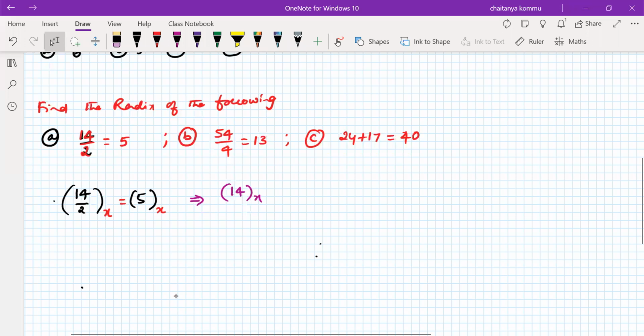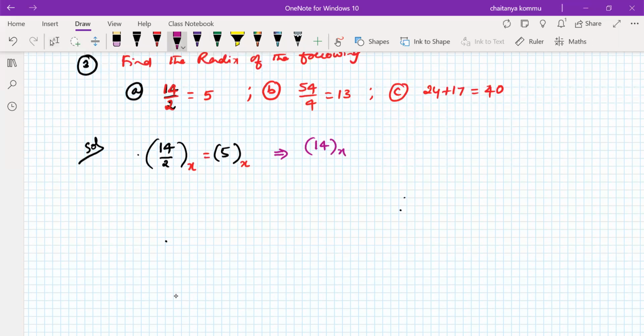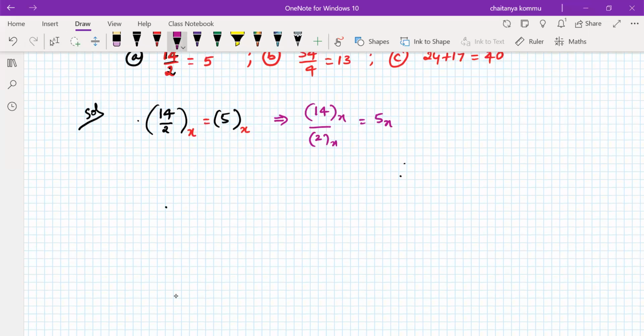Similarly, 2 of base x is available, so with base of x is there. We can write it like this also. Therefore, I want to convert the entire thing into the decimal number system by multiplying by its weights, so that I can get what the x value is.